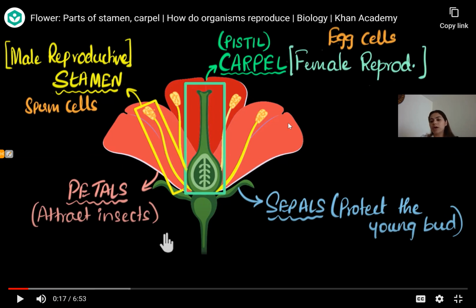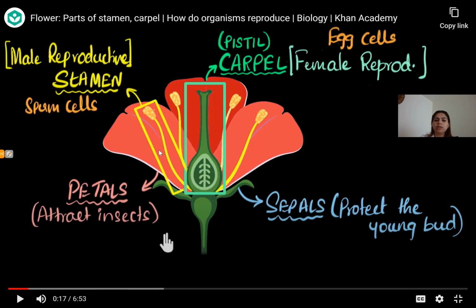Now the second part, this colorful part of the flower, is the petals. The function of petals is to attract insects. So there are four main parts. The first one, the sepals, these greeny leaf structures, the outermost one. The second one, the petals that attract insects. Still there are two more parts.